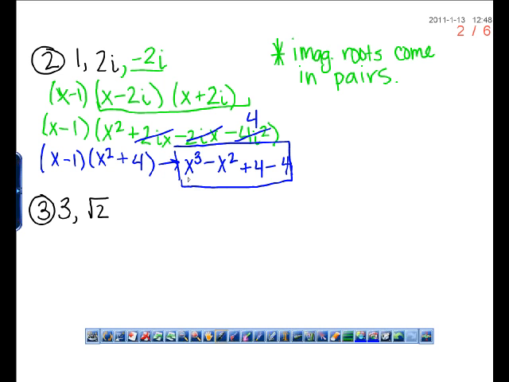All right, look at the next one. We've got a root of 3. We've got a root of root 2. Now, anytime we see square roots in our answers, what do those normally come with too? Plus or minus. Yep, those normally come with a plus or minus as well. So this is another one where our square roots come in pairs.